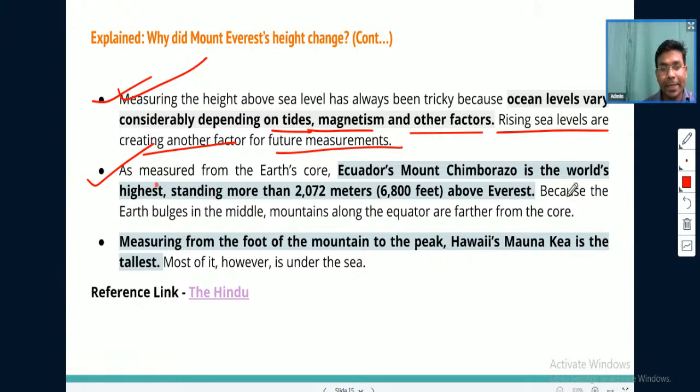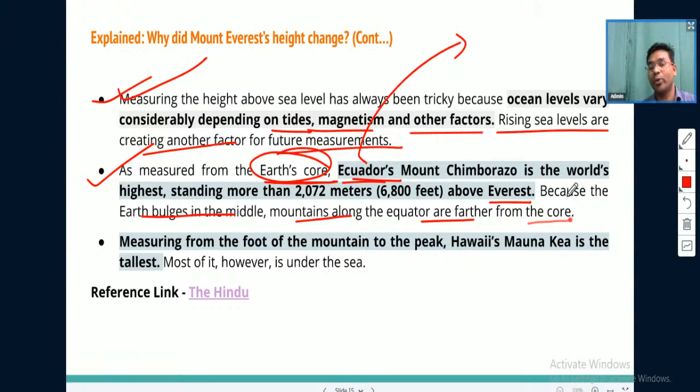As measured from the Earth's core, Ecuador's Mount Chimborazo is the world's highest mountain. Ecuador is a country in South America, and it has a mountain named Mount Chimborazo, which stands more than 2072 meters, or 6800 feet, above Everest. If we measure from the Earth's core, because the earth bulges in the middle, mountains along the equator are farther from the core. So from the core, Mount Chimborazo is the world's highest peak. If we measure above sea level, Mount Everest is the world's highest peak.